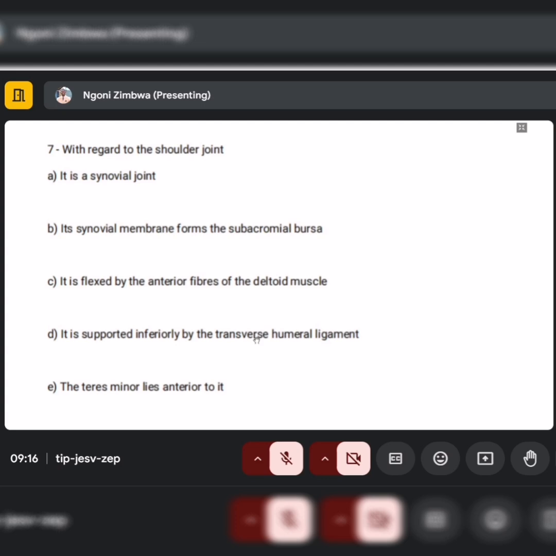Number 7, with regard to the shoulder joint, it is a synovial joint.